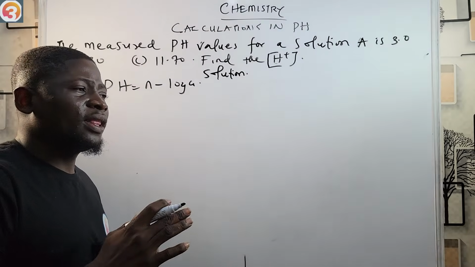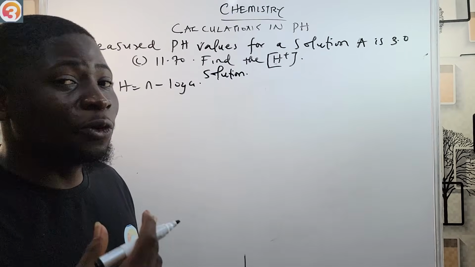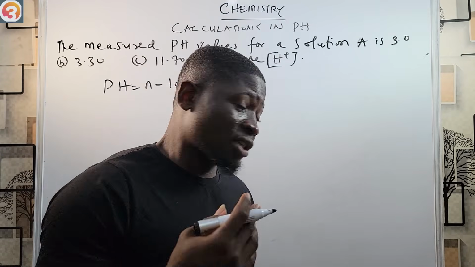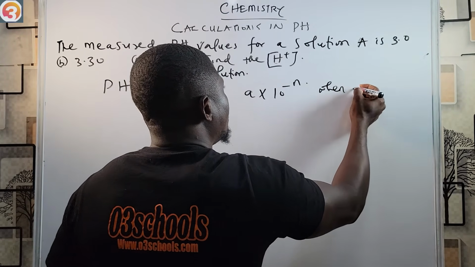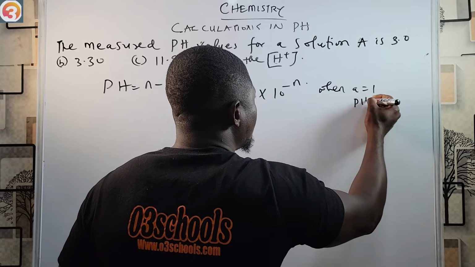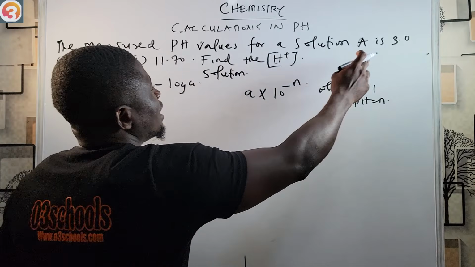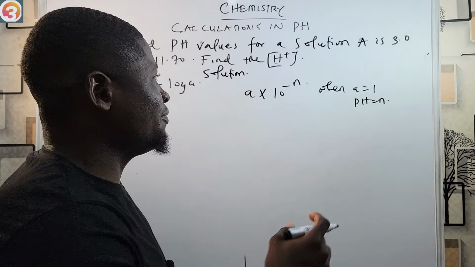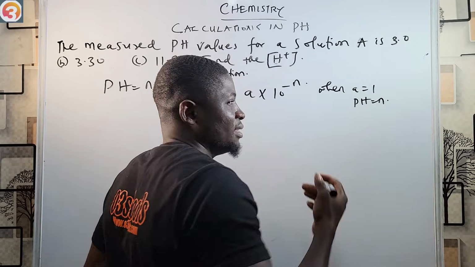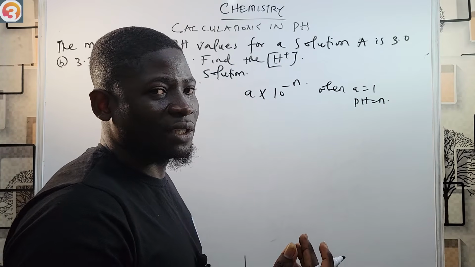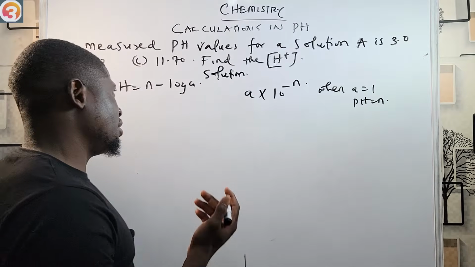So we already know in the question, if the pH you are given is a whole number, you know that a is 1. It's just common sense: a times 10 to the power minus n. When a is 1, pH is n. So if the pH is a whole number like the first example, where a is 3.0, we know that a is 1. That is why the pH is 3. So we can easily deduce our n, and our hydrogen ion concentration from there. Very simple.